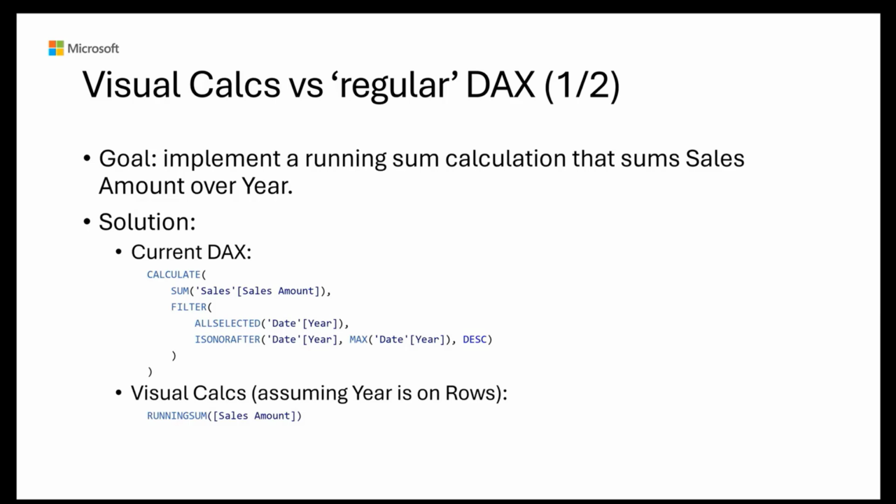Why is this interesting? Well, compare visual calcs versus regular DAX. Your goal was to implement a running sum calculation of some sales amount over a year. Here's the current DAX: a CALCULATE, SUM, FILTER, ALLSELECTED, on or after, over MAX. Not very easy, not very flexible. And this is the answer in visual calcs, assuming you indeed have a year on rows: just a running sum.